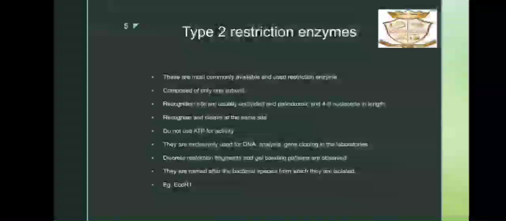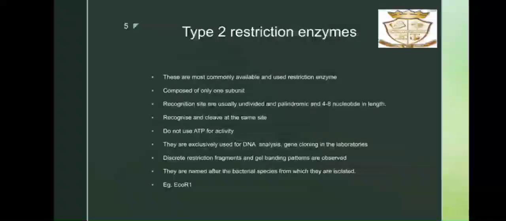Type 2 restriction enzyme. These are the most commonly available and used restriction enzymes, composed of only one subunit. Recognition sites are usually undivided and palindromic and 4 to 8 nucleotides in length. They recognize and cleave at the same site. They do not use ATP for activity. They are exclusively used for DNA analysis and gene cloning in the laboratories. Discrete restriction fragments and gel banding patterns are observed.